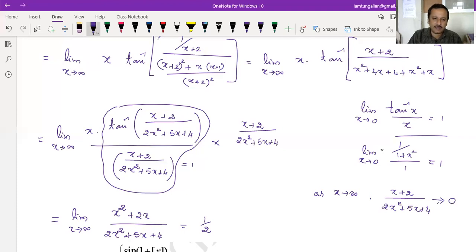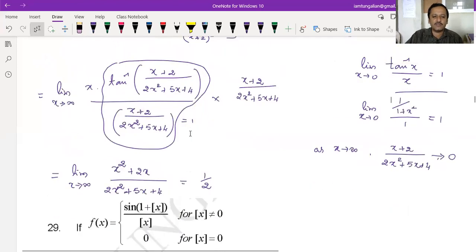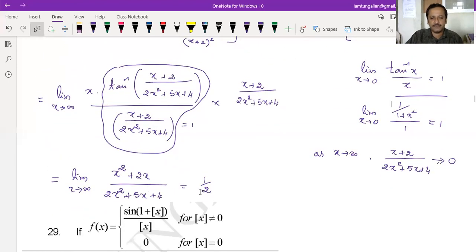See here we have x tends to infinity. When x tends to infinity, this (x plus 2) by (2x square plus 5x plus 4) will tend to 0. So writing limit x tends to infinity is the same as writing this much tends to 0. Hence this factor becomes 1. Now you have x here and x plus 2, when I multiply, x square plus 2x, denominator is 2x square plus 5x plus 4. Now both are polynomials of the same degree. Hence the answer is 1 by 2.